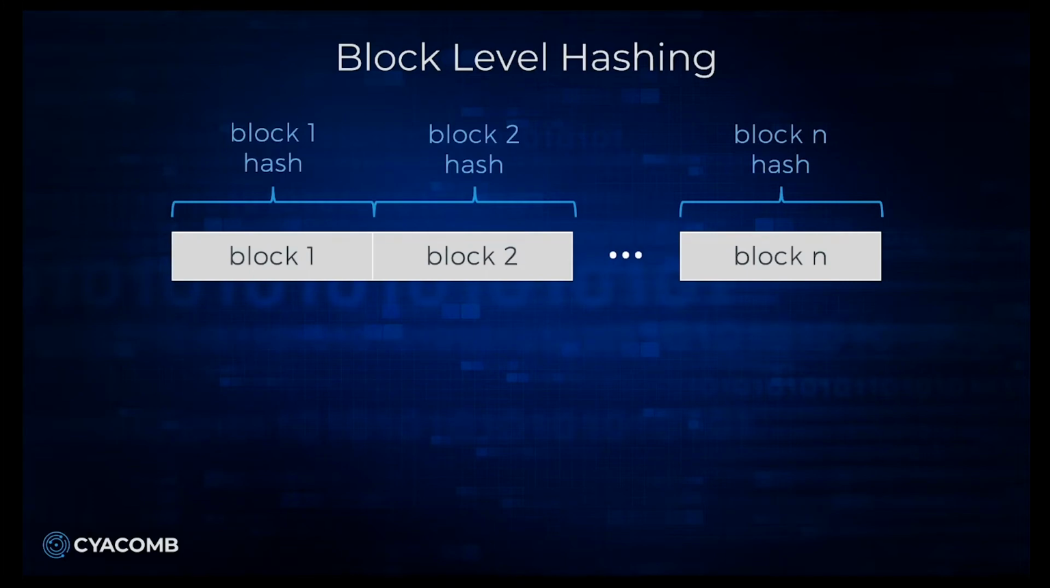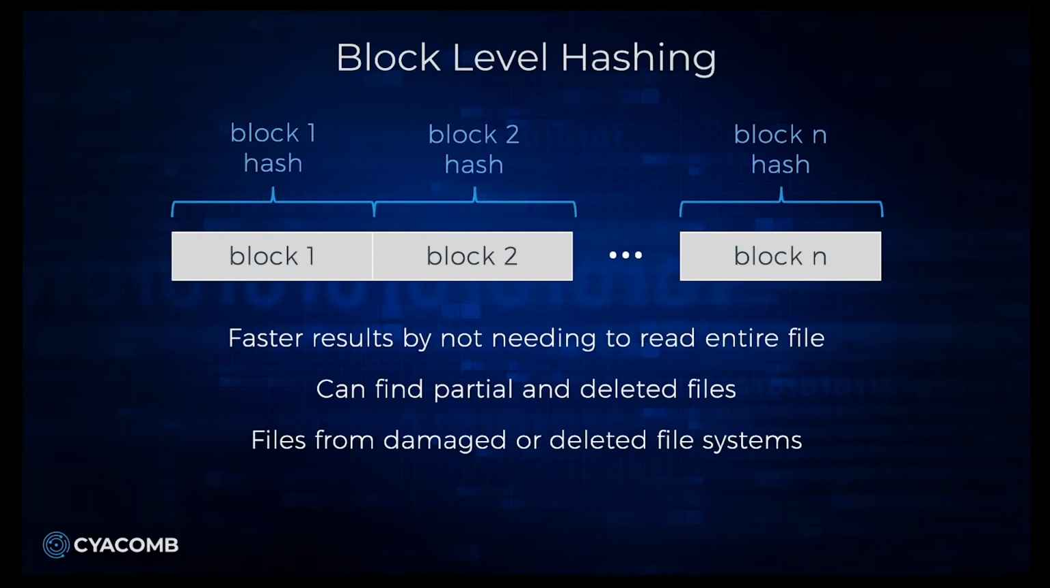With our technology, we hash every single block that makes up files. So if we think of how a directory works in a computer, when you put a file on your file system, it doesn't just hold that file in the same location. It splits down the blocks into different parts of the directory to more efficiently use the space in the computer. The standard block size is 4K, so 4 kilobytes. If we can hash every single one of those blocks, it gives you far faster results because you're not needing to read the entire file. You can also find partial and deleted files and files from damaged or deleted file systems.